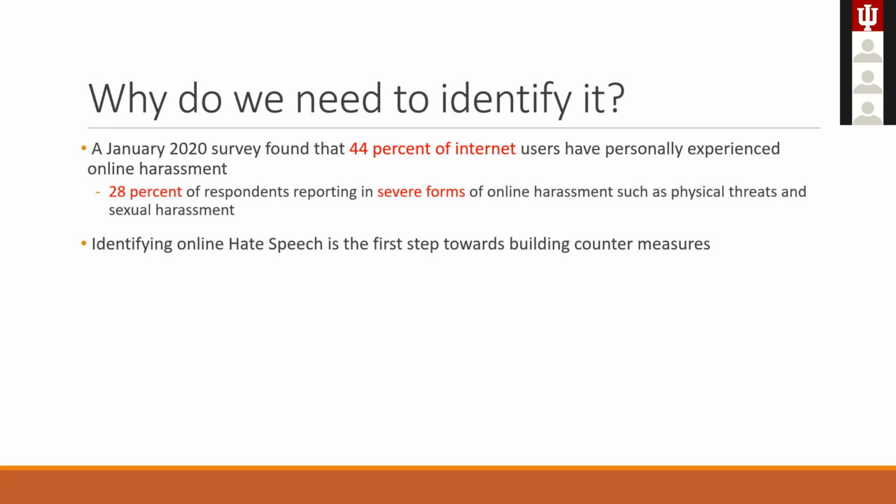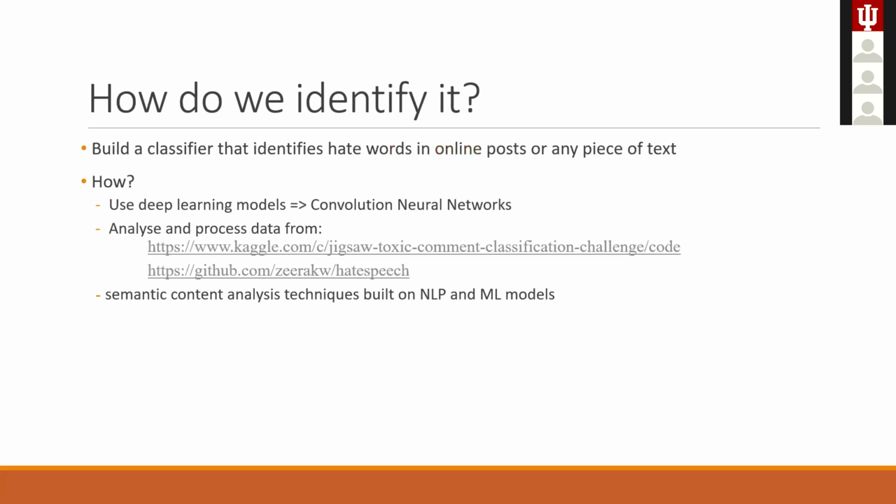So the first way of building countermeasures against hate speech would be to identify it. In a survey that was done in January 2020, at least 44% of internet users had experienced some form of online harassment, and 28% of it was severe, like sexual harassment or physical threats. So first, I would like to build a classifier that will help in classifying a piece of text as hate speech or not.